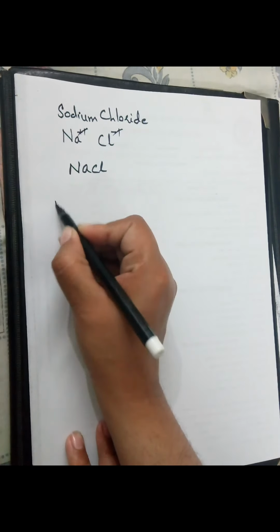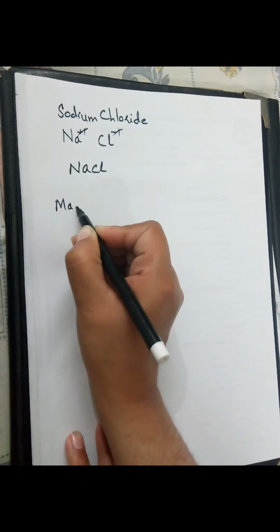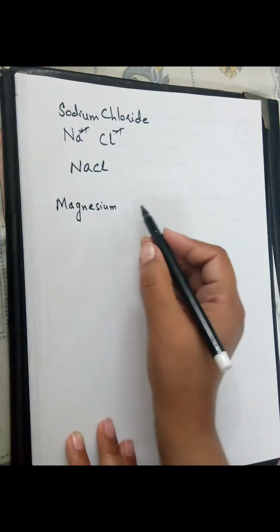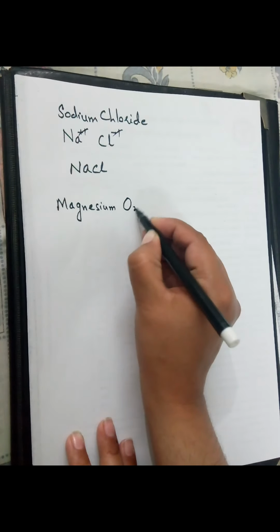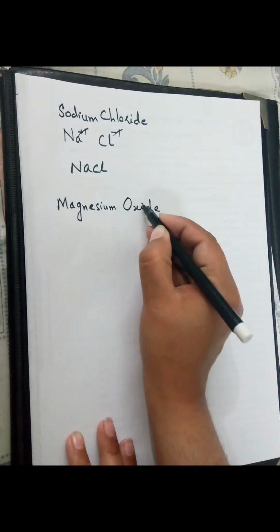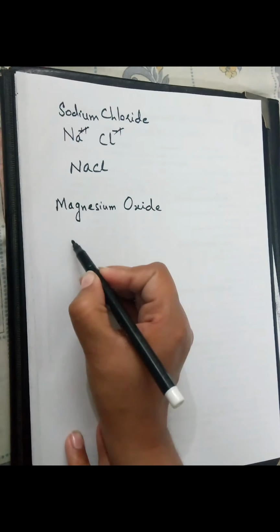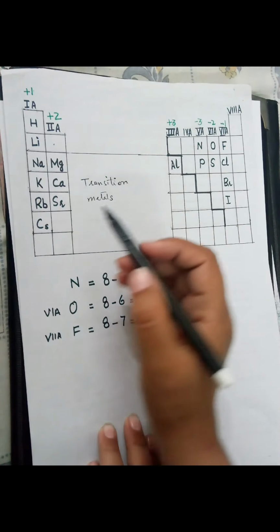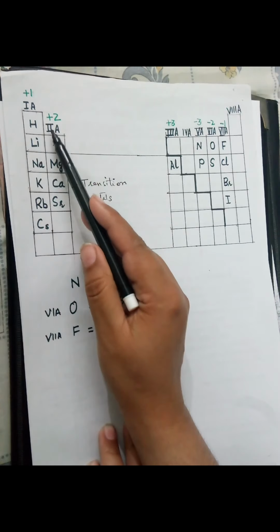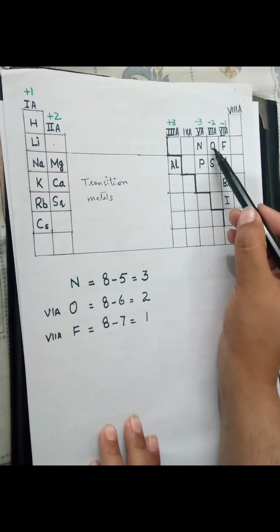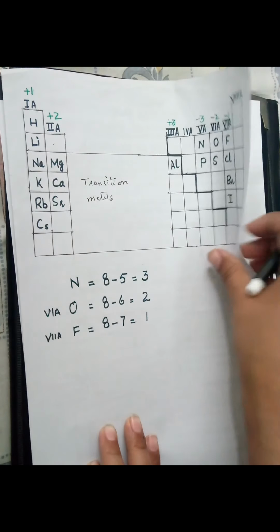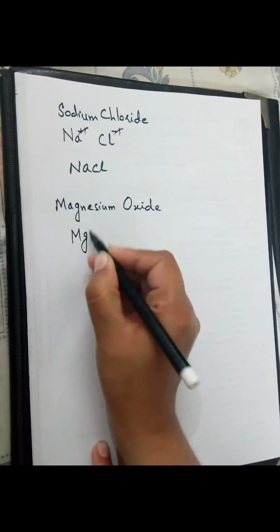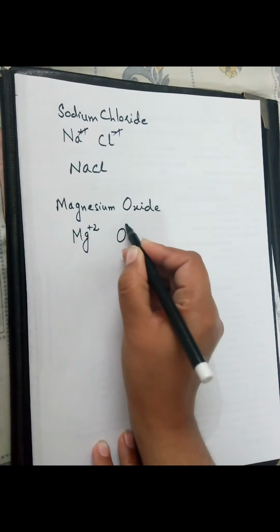Similarly, another example, magnesium oxide. Okay. Now look at the periodic table. Magnesium belongs to second A group, contains positive 2 charge, and oxygen belongs to 6A group, contains negative 2 charge. Magnesium positive 2 and oxide negative 2.